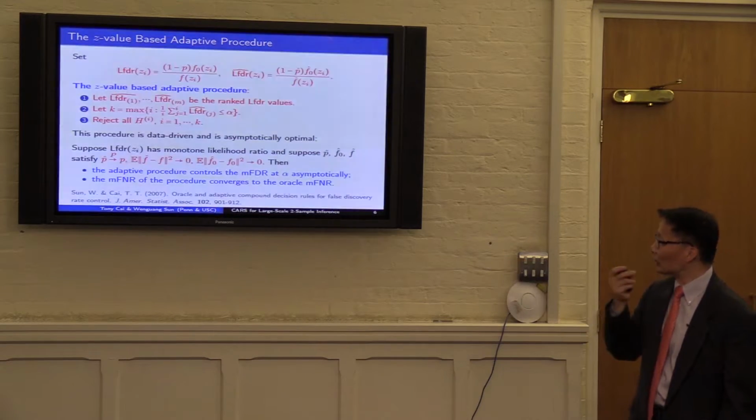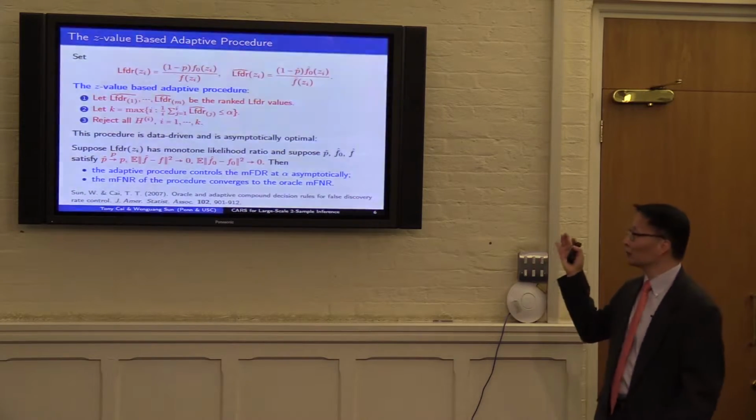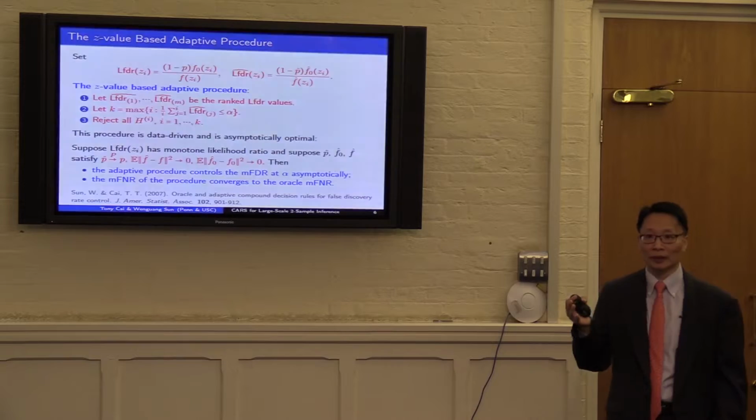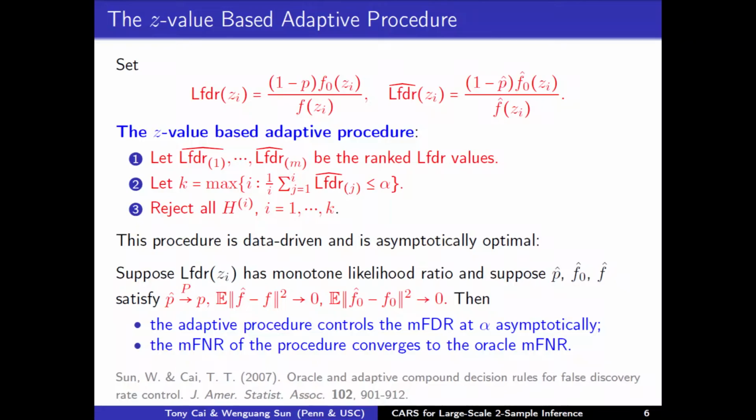And this can be shown that clearly the method is data-driven, but it can also be shown to be asymptotically optimal in the sense that it controls FDR and minimizes the FNR.